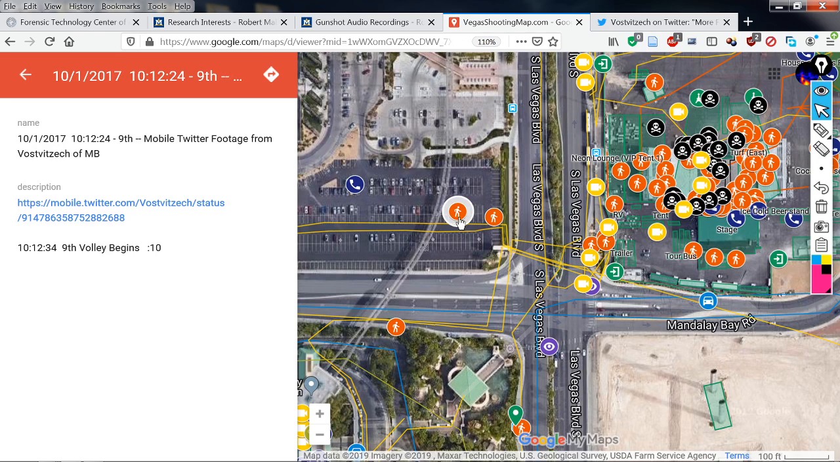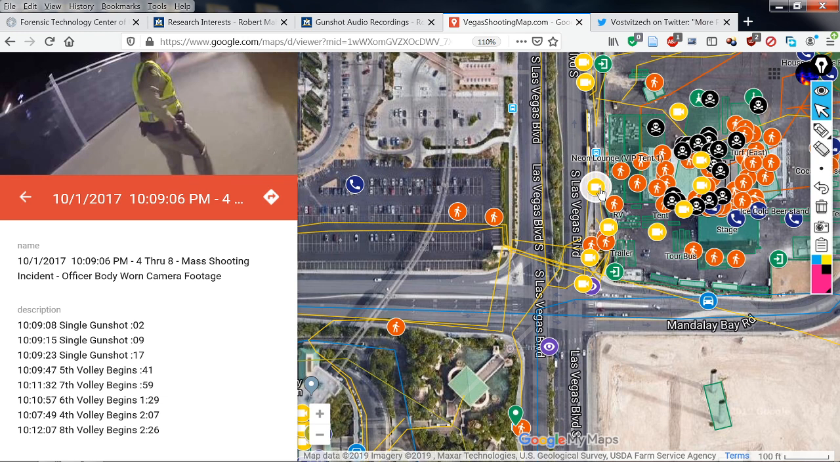So that's this location. Let's go right across the street to this location. Now, this is one of the early release body cams from the officers right there behind the rock wall on the boulevard. And as you can see, it records a couple of single shots followed by volleys 5. There must be a mistake here because 6th and 7th are reversed, so it goes 5, 6, 7 all the way up to 8. So anyway, it's right across the street.